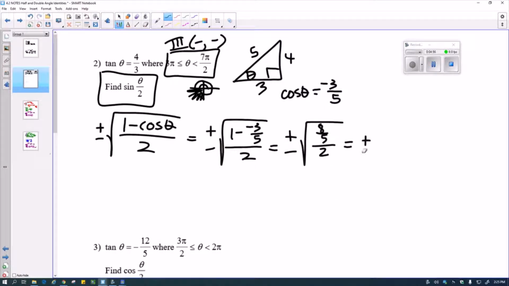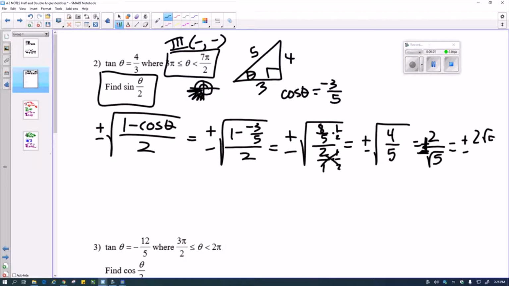That's plus or minus the square root of 2 over 1. So I'm going to simplify. I can multiply by 1/2, multiply by 1/2. That cancels out the denominator. That leaves me with 4/5. I can do the square root of the top, which is 2, and the square root of the bottom, square root of 5. Sorry, that's plus or minus is what I meant to write there. Plus or minus. And then I have to rationalize my denominator. So I have plus or minus 2 times the square root of 5 over 5.